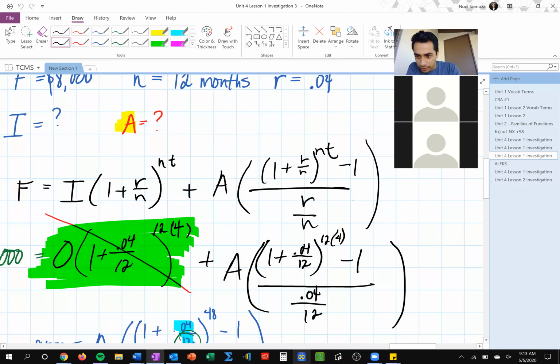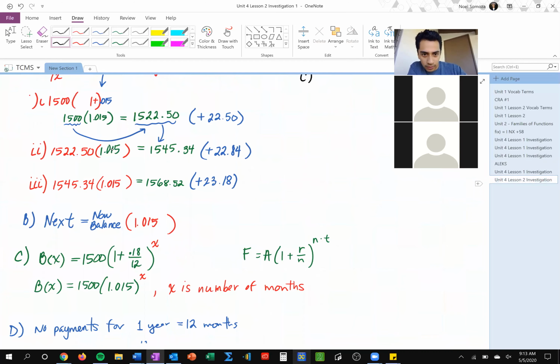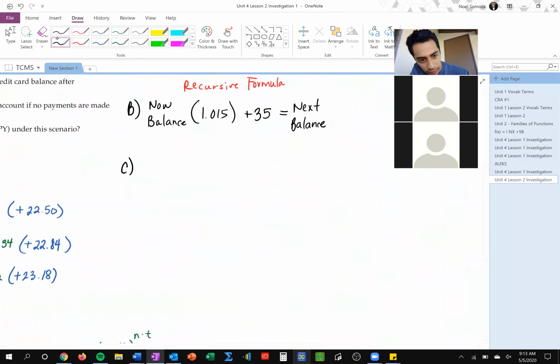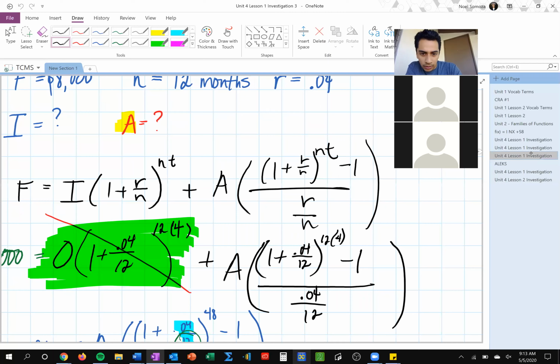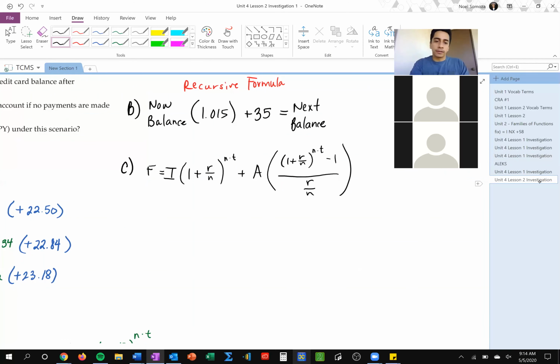Okay, so let's go back. Our foundational formula here is F equals I, sorry, I times (1 plus the rate over n) to the power of n times t, plus A times ((1 plus r over n) to the power of n times t, minus 1) over r over n. This is the one we're going to use to build off of, but it's not exactly like this.